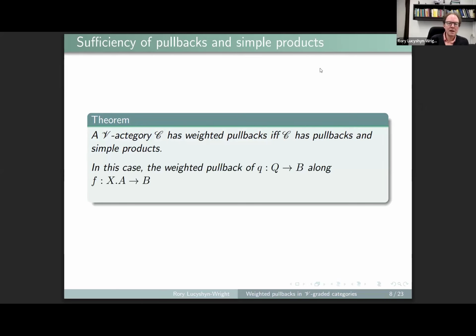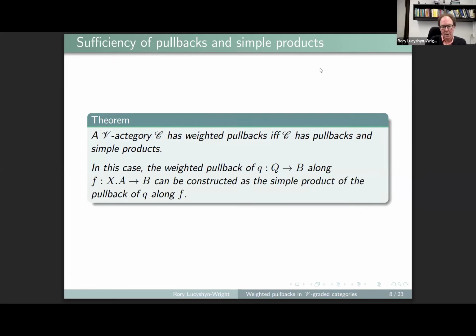And so in this case, how we prove this is that the weighted pullback of Q along F from X dot A to B can be constructed in the following way. It can be constructed as the simple product of the pullback of Q along F. So first we take Q, pull it back along F, that gets us something over X dot A, and then we product away the X, and this works. So a V-actegory has weighted pullbacks if and only if it has pullbacks and simple products.